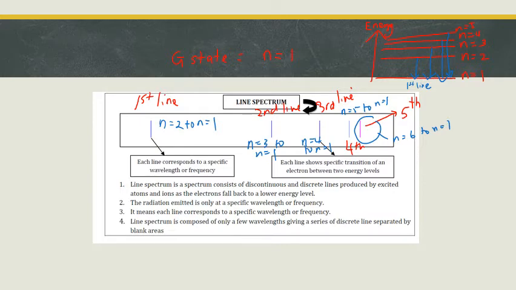Soalan exam selalu minta you determine line tersebut terbentuk daripada transition elektron daripada energy level yang keberapa ke energy level yang keberapa. Okay, jadi kalau you tak pasti, you can draw the energy level diagram. Okay, each line correspond to a specific wavelength or frequency. Jadi setiap line spectrum terbentuk ni mempunyai frekuensi tersendiri, wavelength yang tersendiri. So di bawah ni I nak you just read that thing.